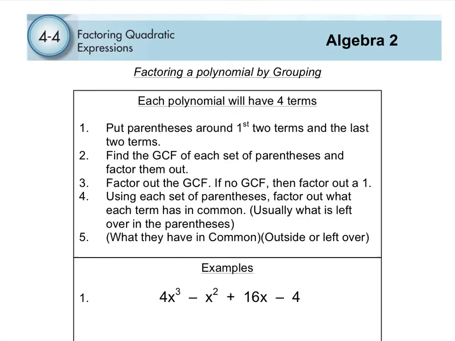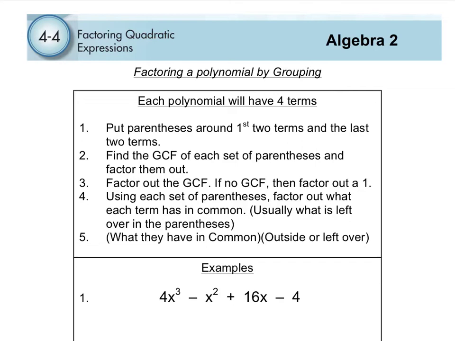We're going to put parentheses around the first 2 terms and the last 2 terms. Then we're going to take those 2 binomials and find the greatest common factor of each set of parentheses and factor it out, just like what we just got done doing. Again, if they don't have a greatest common factor, we're going to factor out a 1.